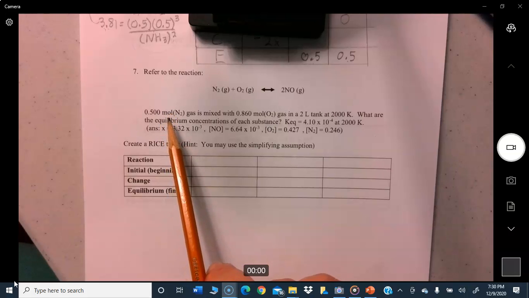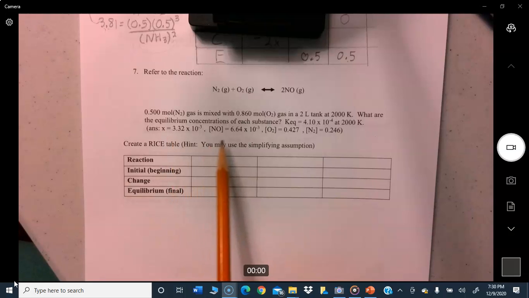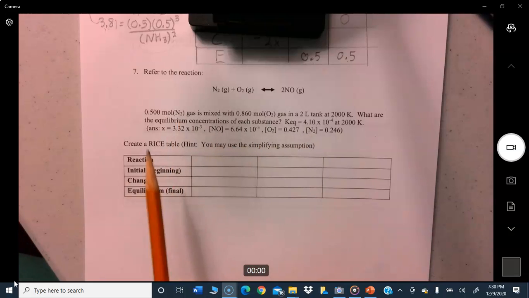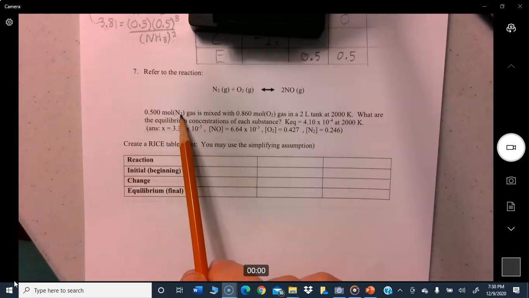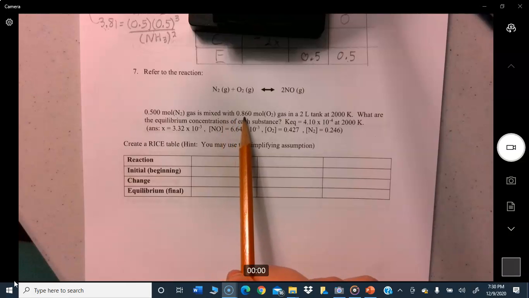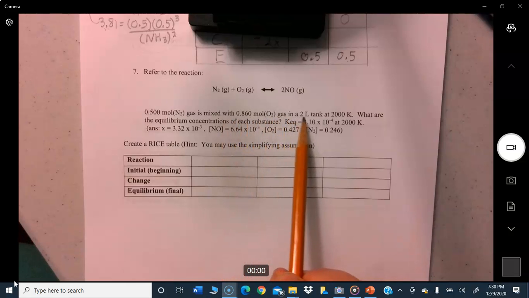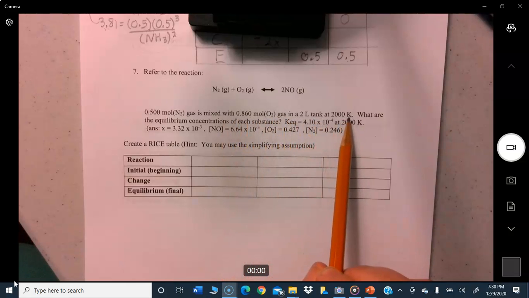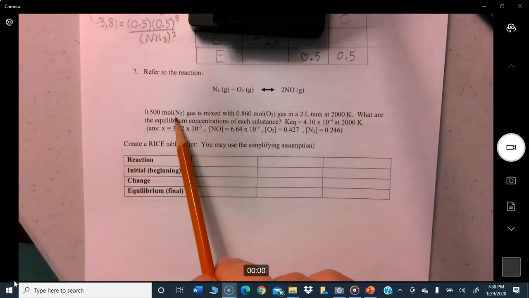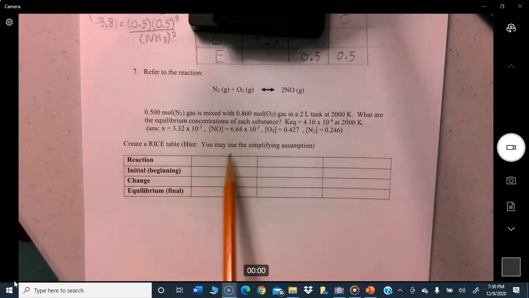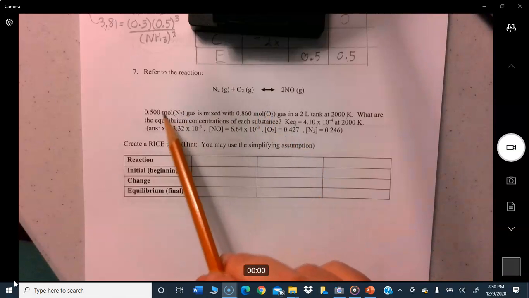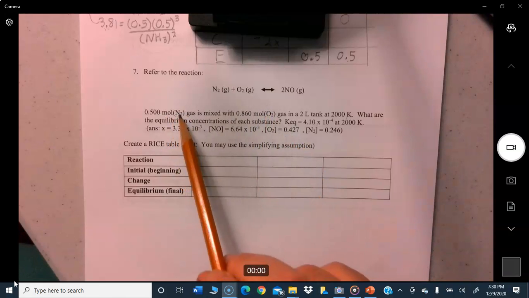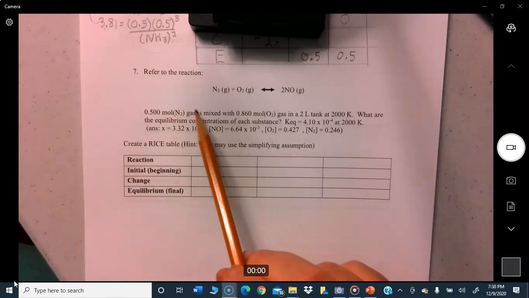So this is still going to be a concentrations problem. It could have been a pressure problem, but it's a concentrations problem. It can be that for a gas as well. So you have 0.5 moles of N2 gas mixed with 0.86 moles of O2 gas in a 2-liter tank at 2000 K. So the way that sentence reads, those are initial numbers of moles, but they're not concentrations, they're moles. Concentrations are moles per liter.